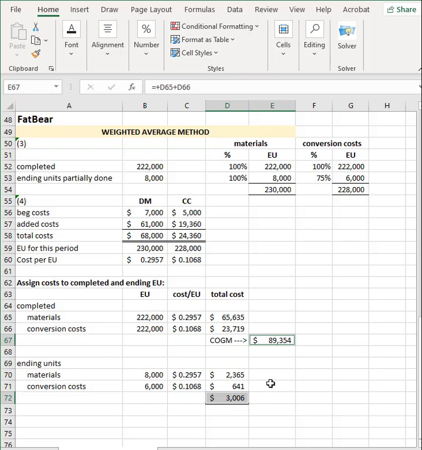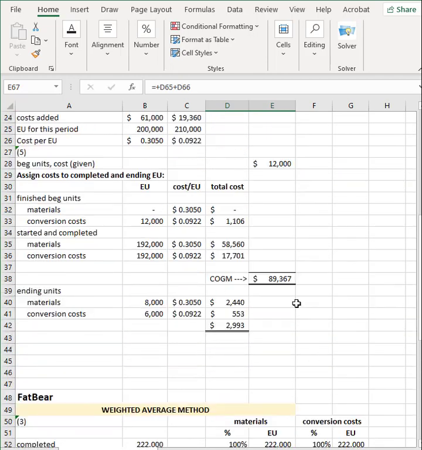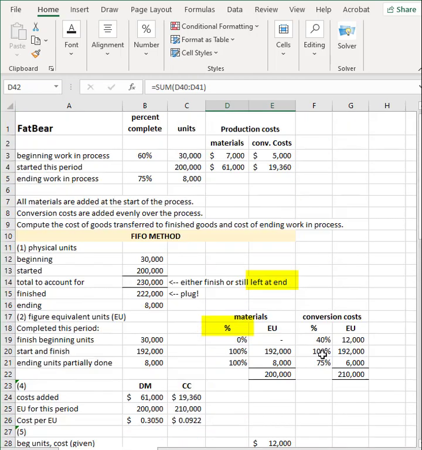Now, there's a proof we can do when we want to do it. What we assigned here, these two cells, has to be the total cost. We have to assign all the costs and not more costs than we had. All right, so this is $92,360 if you add those two up. This also must be $92,360. And those $92,360 have to match the beginning cost plus the cost you added, $92,360. If those don't match or within $1 for rounding, you need to go back and find out what's going on. Okay, let me know if you have any questions.